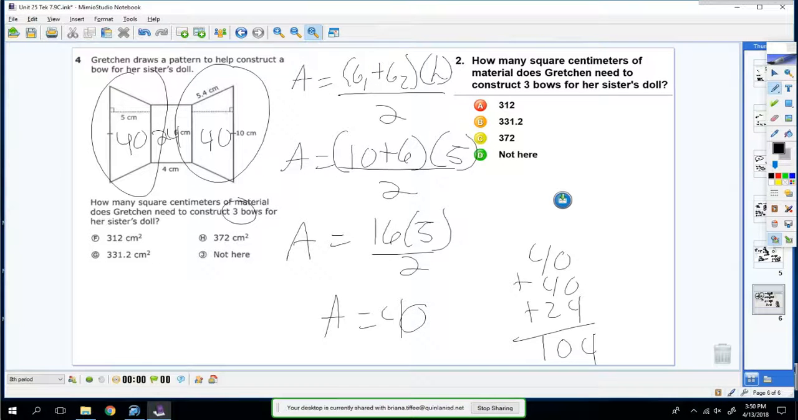Which is 104. But the thing is, though, she wants 3 bows. So you're going to do 104 times 3, which is 312.